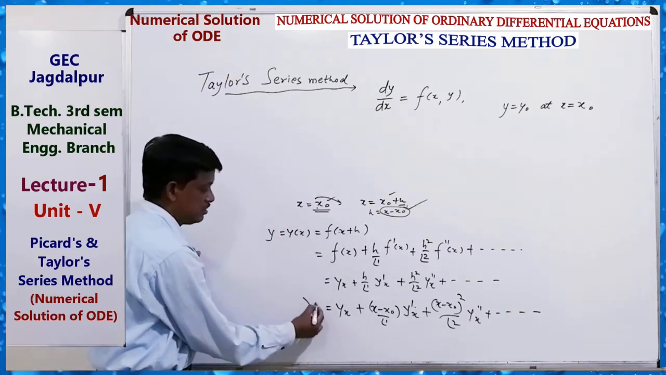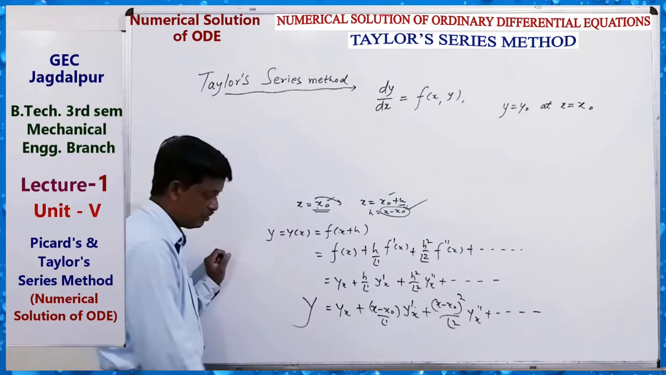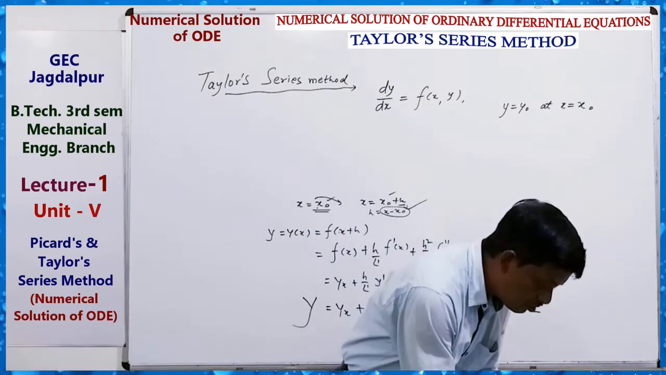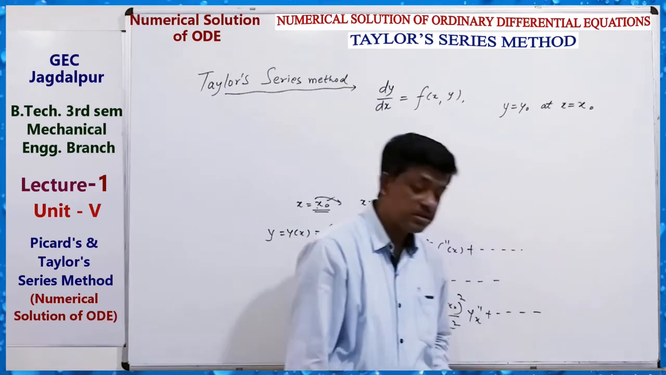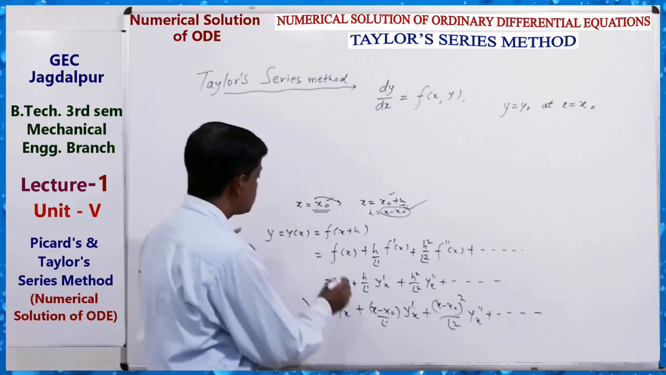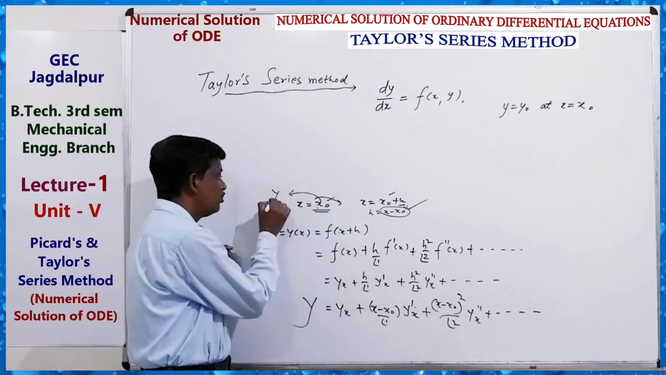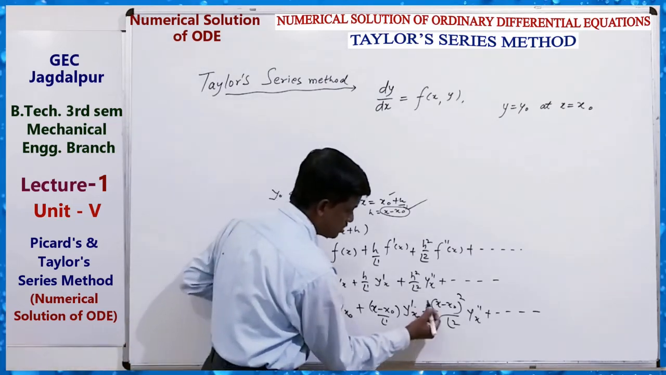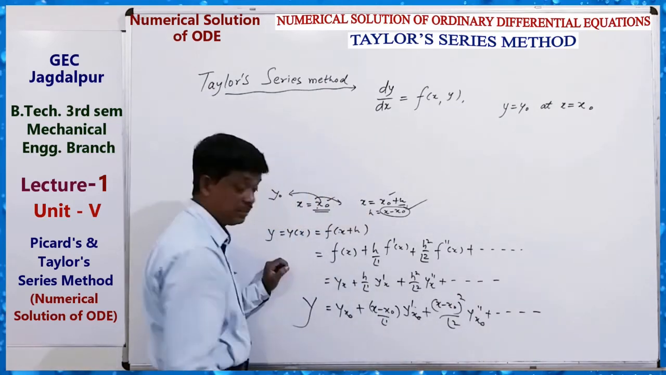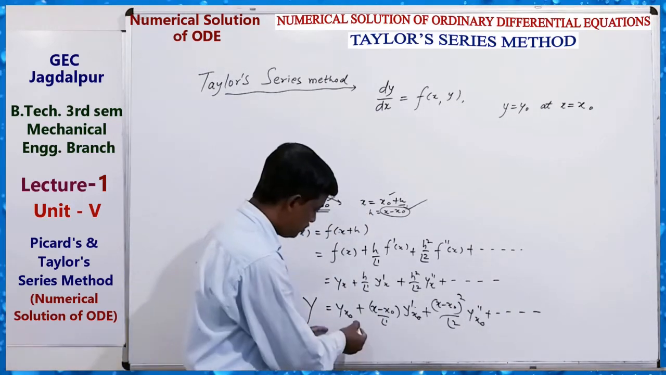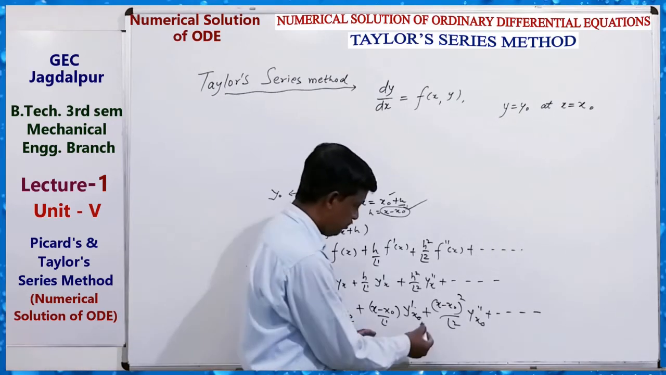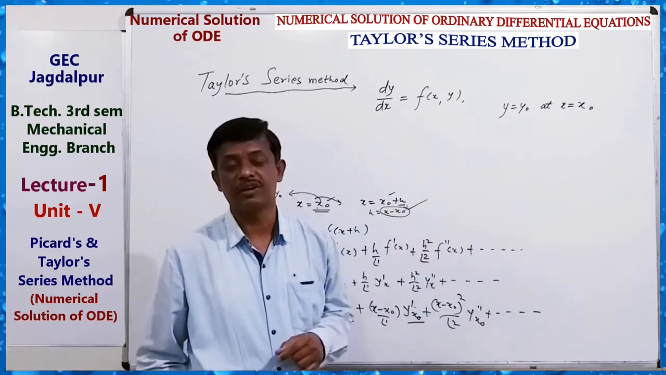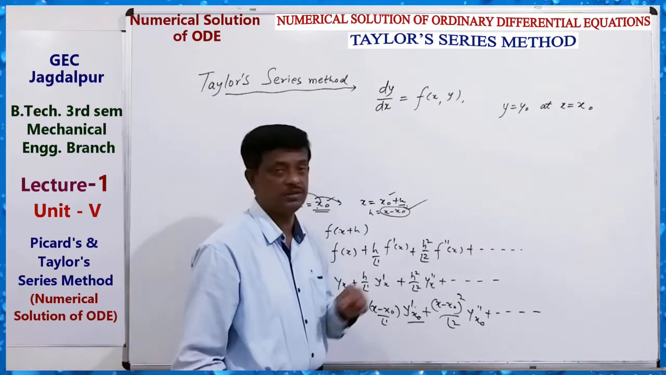This is Taylor series. Here we can use x0, because corresponding to this value, the value of y is y0. So we can use y(x0). That is, we require the value of this, because x0 is given. This is the Taylor series explanation of the function about x0.